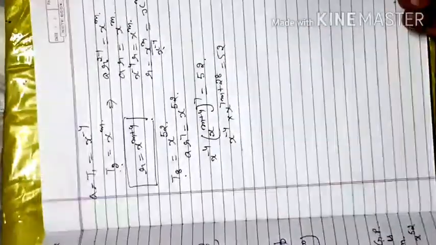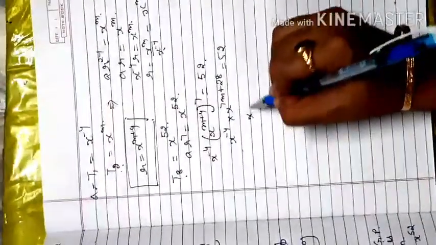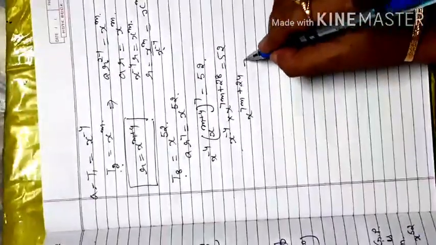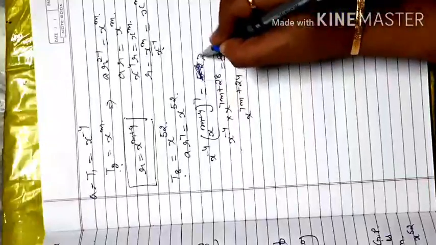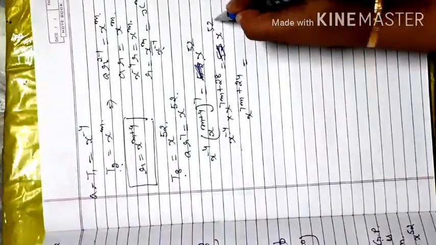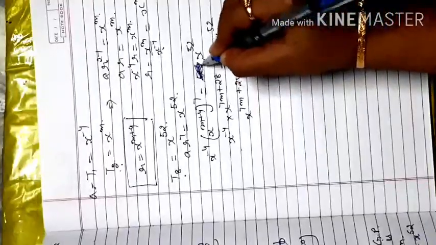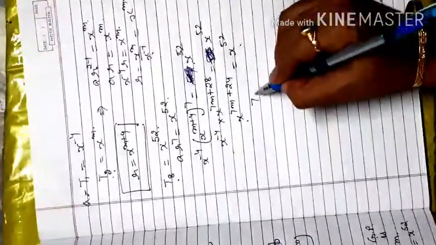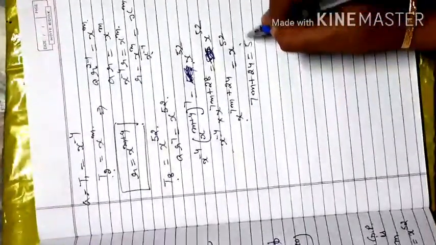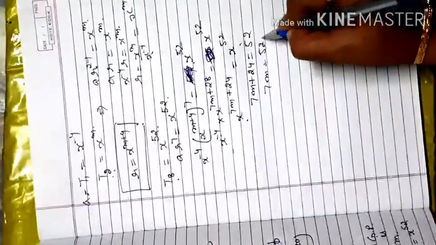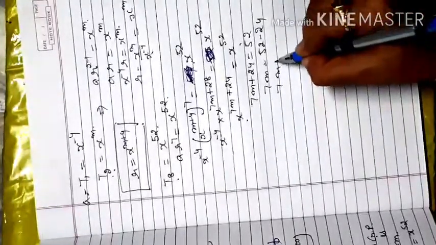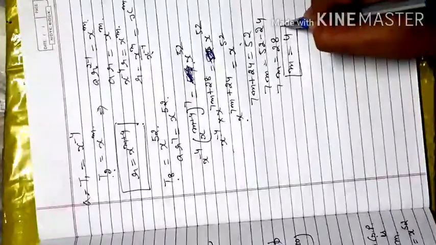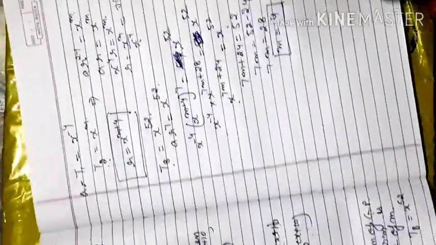Now if the base is the same, the powers will be added according to the exponential rule. So that becomes 7m plus 24, because minus 4 plus 28 becomes 24, that is x raised to power 52. If your base is the same on both sides, you just ignore the base and equate the power. 7m plus 24 is equal to 52. 52 minus 24 gives me 28. After dividing, my m value is 4, since 28 by 7 gives 4. So that is my required answer.